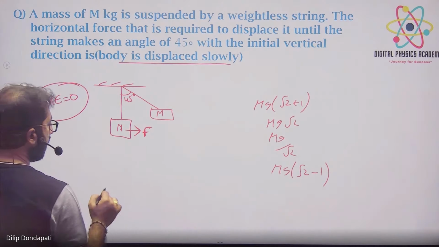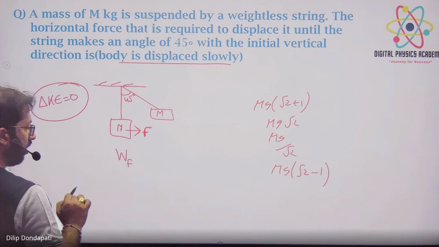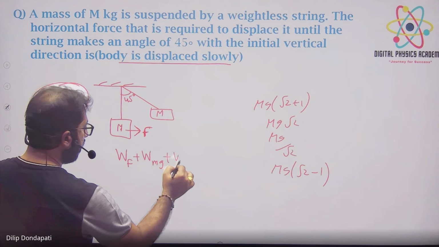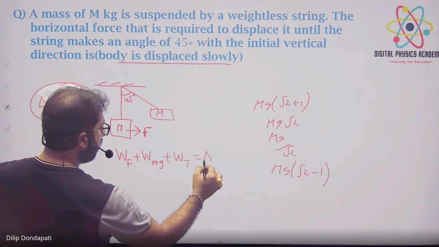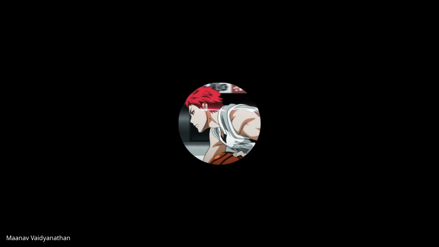Tell me, what are the forces acting on it? Work done by force, which one? Gravity, mg, plus work done by tension is equal to the change in kinetic energy, which is 0. So look at mg into root 2 minus 1.